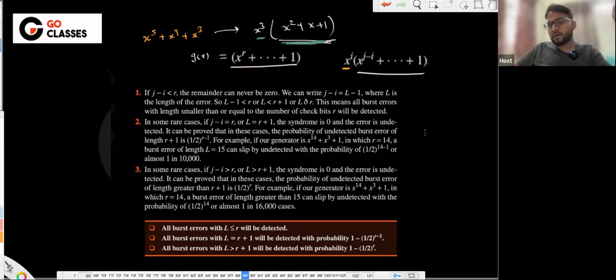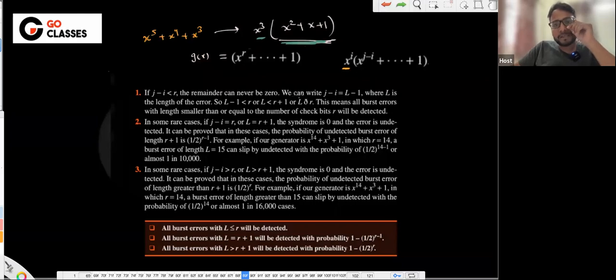So there was a worst error. I'm saying the worst error will look something like this. Then I assume that, let's suppose, the generator is this. Then I want to have some analysis. What should be the relationship between the generator and the error that I want to detect? I mean, how should I be choosing this r? So they are saying if j minus i is less than r, which means this r is too big. Let's suppose r is 500. Then obviously this is a big polynomial. It cannot divide. The remainder can never be 0.